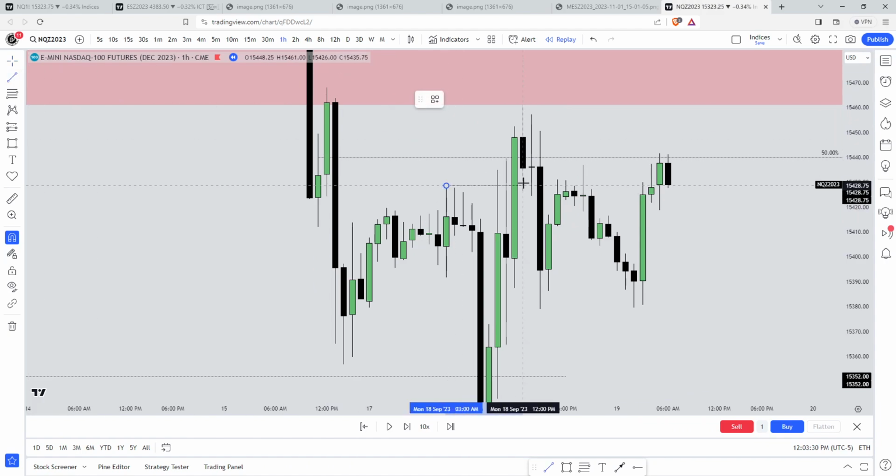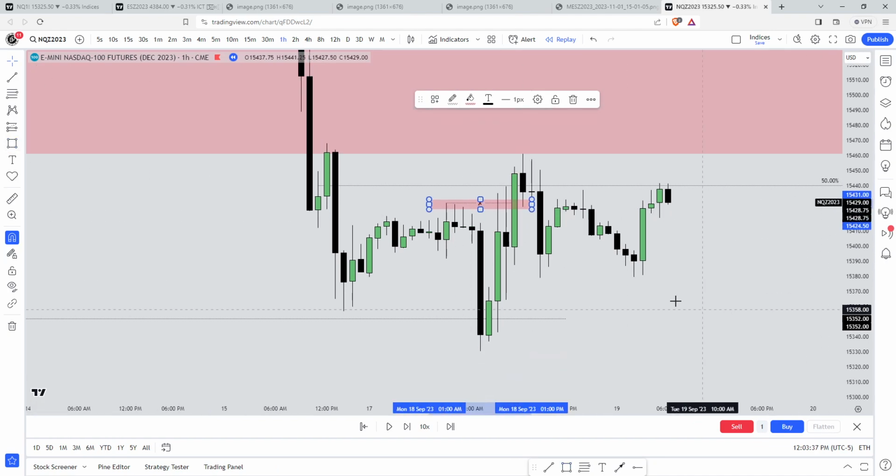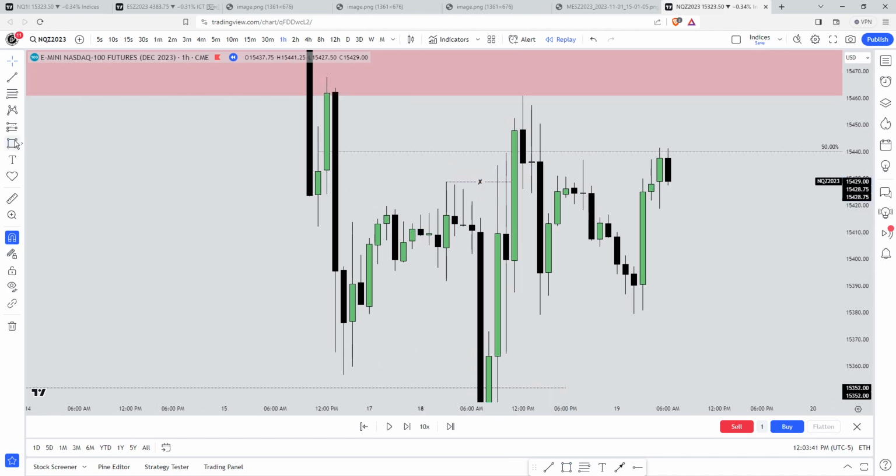On the 1 hour time frame, notice how it trades higher. Taps into this buy side liquidity. So I'm going to start marking out old highs on the 1 hour. It takes out the old highs, and then it starts to displace lower. And what does it do? It creates this 1 hour imbalance.